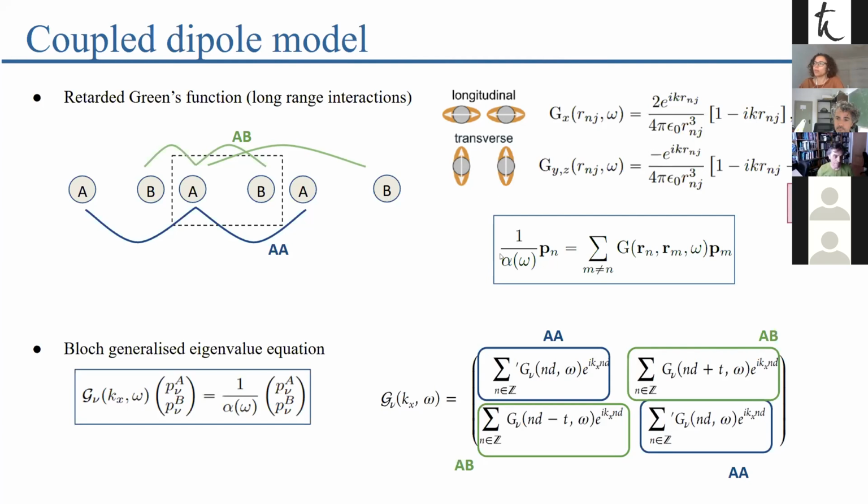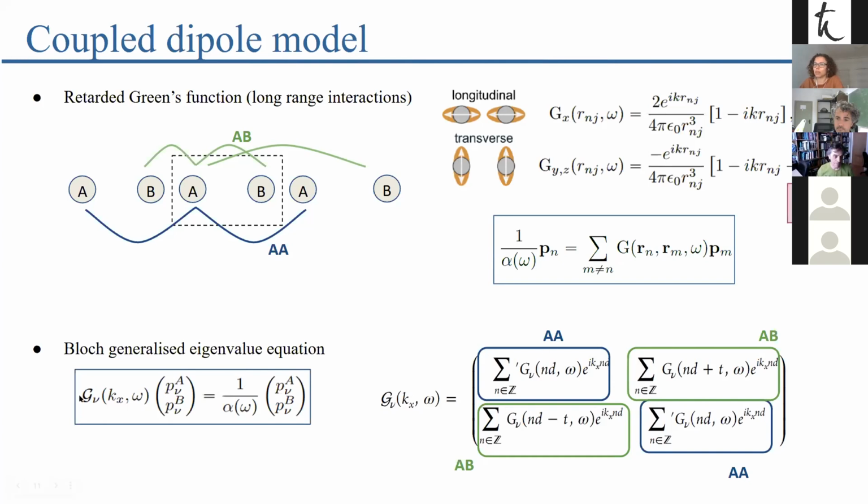So with this, one builds a coupled dipole equation that relates the dipole moments of each of the lattice sites with the other dipoles through the Green's function and through the polarizability. And now for the infinite system, it's straightforward to write a Bloch eigenvalue equation, which is a generalized eigenvalue equation where the eigenvectors are the dipole moments and the eigenvalue is 1 over the polarizability. And from here, we have access to the frequency, which is what most of the time we're interested in.